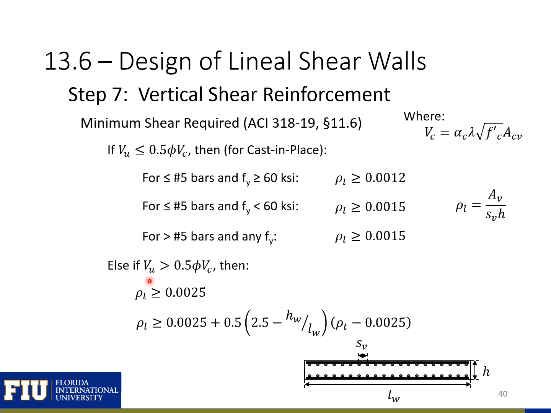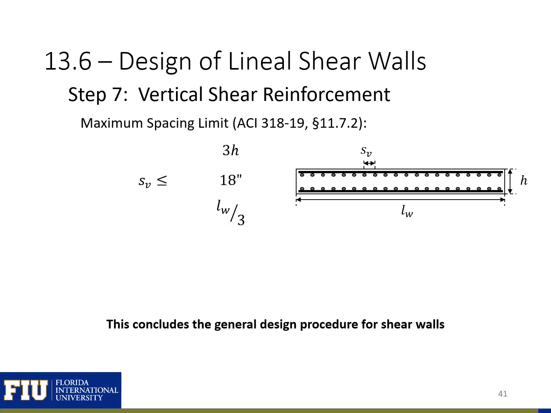You can also see for higher shear demands, so Vu greater than 0.5 phi Vc, we'll need a higher reinforcement ratio for our longitudinal steel or our vertical shear reinforcement. So you can calculate that using these equations shown here. The last item we need to check is the spacing of our vertical steel. So our spacing requirement in ACI 318 is shown here. So Sv less than or equal to 3h, 18 inches, and the length of the wall lw divided by 3.